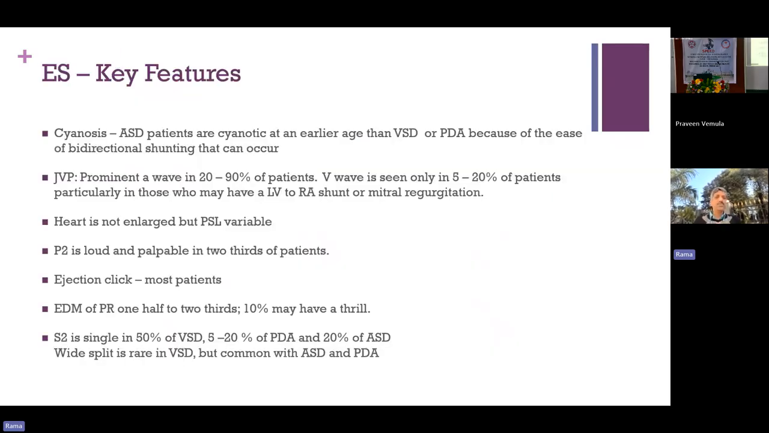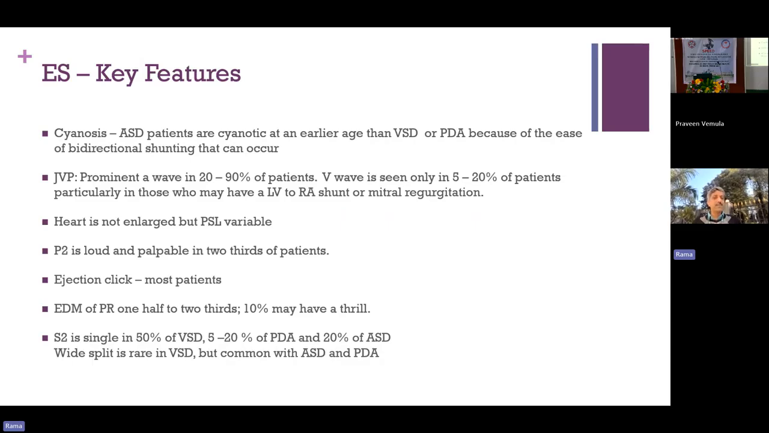ASD is cyanotic at a later age, with the same amount of PH; ASD becomes cyanotic later on. The JVP shows a predominant A wave in around 20 to 90% of adult patients. V wave is rarely found. The heart is not enlarged in VSD and PDA Eisenmenger, except for ASD. We'll come to that later.